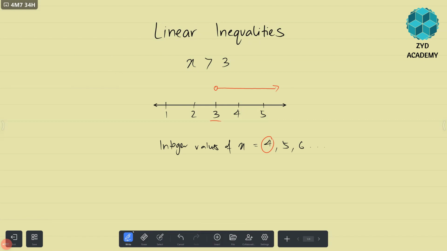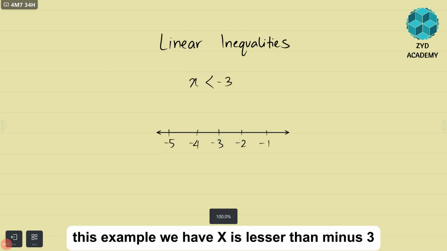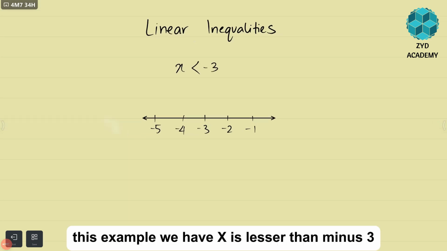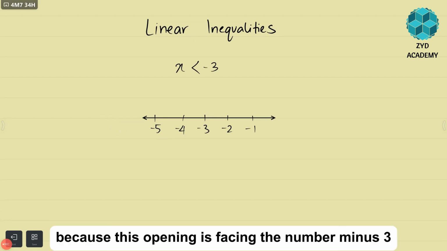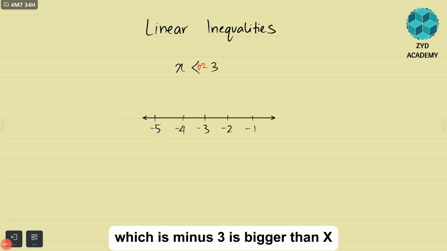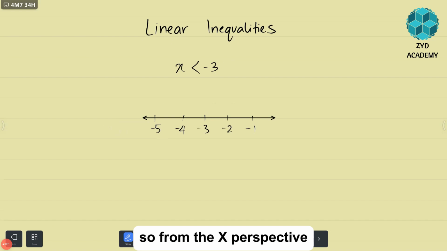Okay, next example, we have x is lesser than minus 3. Why do we say lesser than minus 3? Because this opening is facing the number minus 3, which means minus 3 is bigger than x. So from the x perspective, it means x is lesser than minus 3.